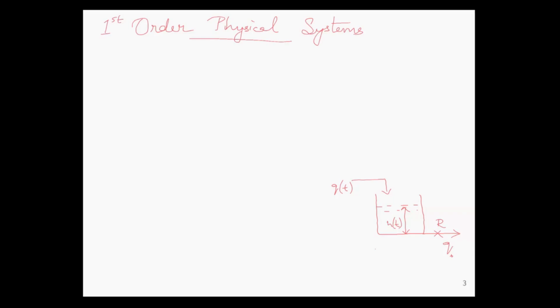In this video, we will see the modeling of a few first-order physical systems. We will start with a liquid level system. We have an inflow, volumetric flow of the liquid Q(t) into the tank, and H(t) is the height, the liquid level in the tank, and R is a resistance. It can be a valve, pipe, etc.